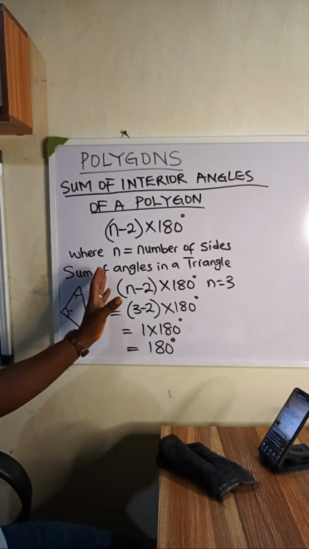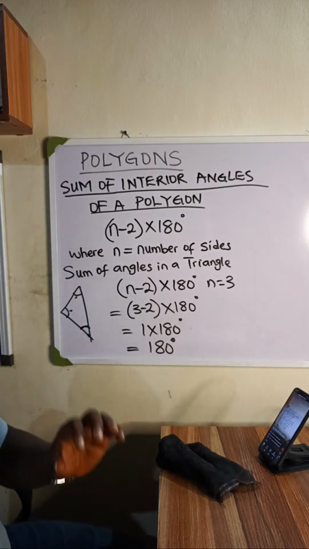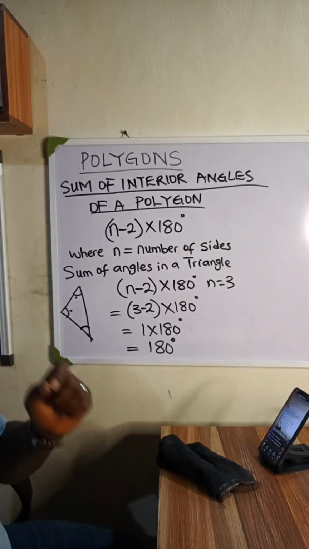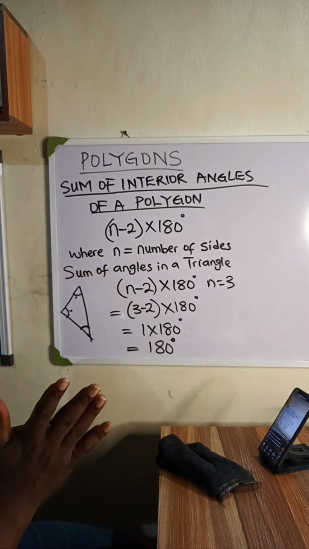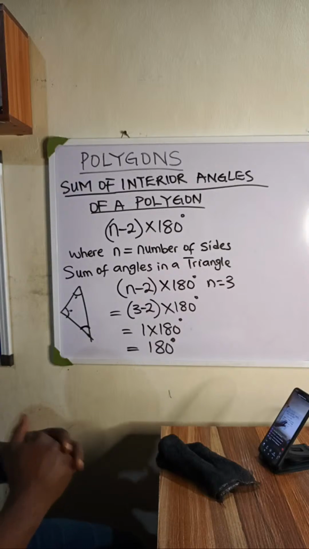So we've seen the sum of angles in a triangle. I'd like somebody to solve sum of angles in a quadrilateral. Another person solves sum of angles in a pentagon, while I solve sum of angles in a hexagon.